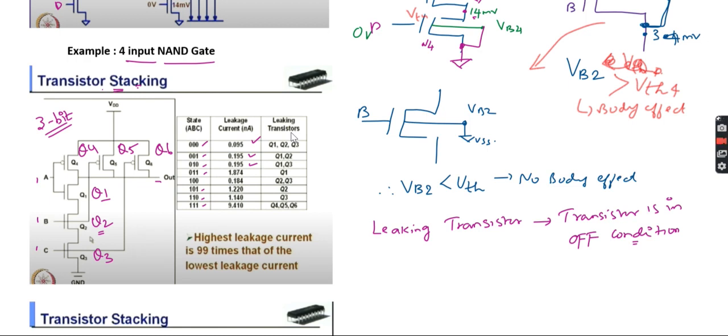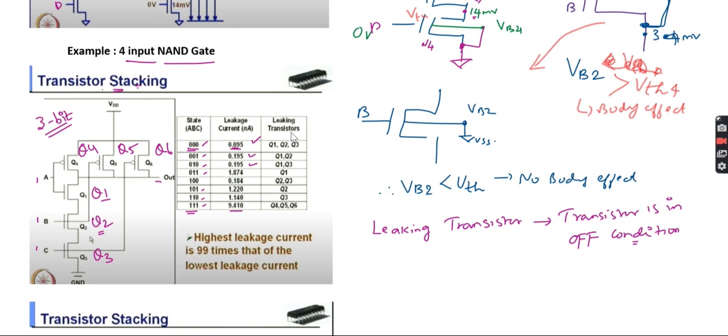Now you can see that the leakage will happen as I mentioned. It is very, very important in runtime, in the working condition also. When the input is 0 0 0, your leakage current is 0.095 nano ampere. When the input is 111, then you see how much it is: it is 9.410 nano ampere.